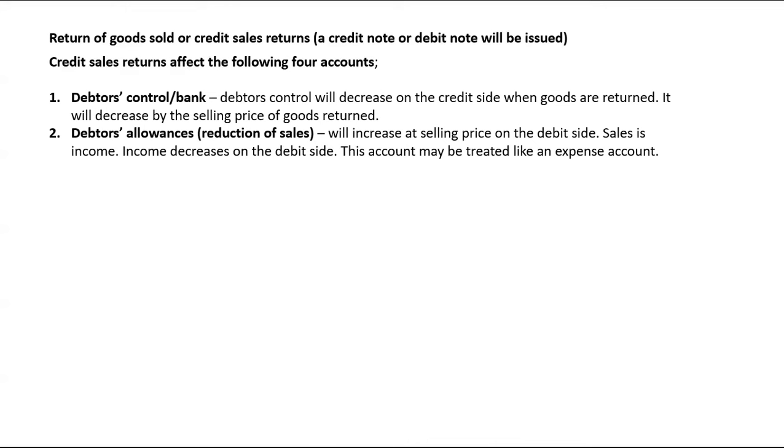Because that's why people return goods when the quality of the products is inferior. So we need to do something about it. That's why we don't debit it to sales. We create a separate account, which is called debtors allowances.